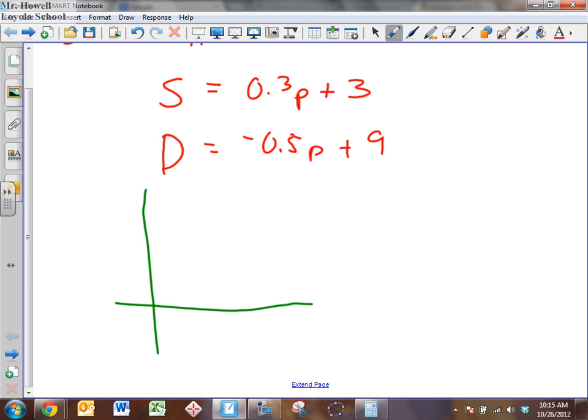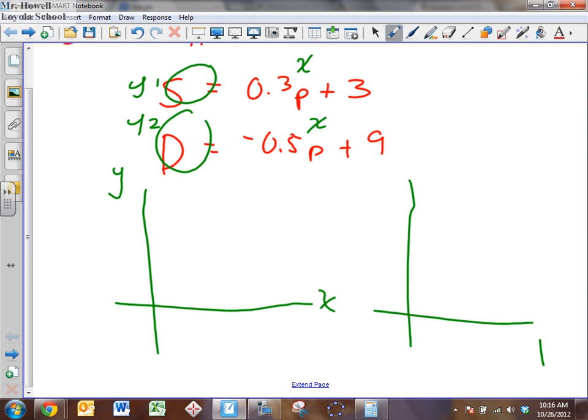So when you're graphing this, and we're going to graph on the calculator in a minute, I'm just sketching for now. You can use your graph paper if you like. Here, this is my y-axis, this is my x. This is like y1 here, this is y2. For the p value, this is like your x value in both cases. So what we're really graphing is this: the price along the horizontal axis and the supply and demand along the vertical axis. They are two separate linear functions.